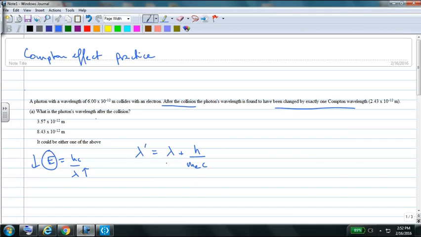Okay, so this is what we started out with. This is the 6 times 10 to the negative 12th. This, they gave it to us. This is 2.43 times 10 to the negative 12th. And if you add them together, you get 8.43 times 10 to the negative 12th meters. And that's what this answer is. Okay, that's the first part. I'm going to the second part.